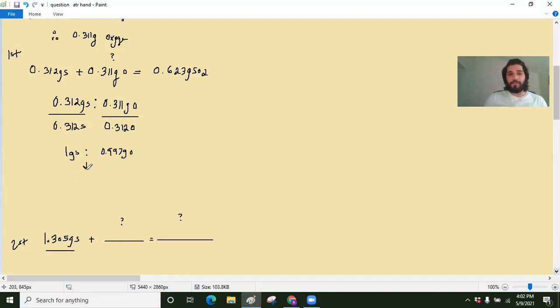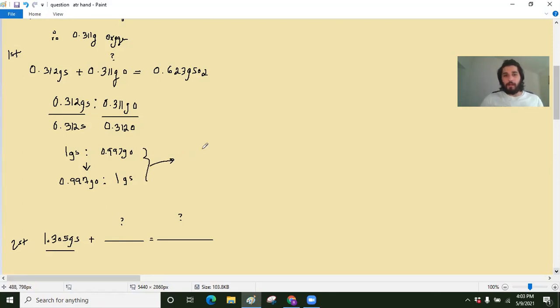You could have said, well, for every 0.997 grams of oxygen, I need 1 gram of sulfur. This works as well. And so this is how you build it up. And you can use this as a conversion factor. And so now I can change the amount of sulfur and I can get the amount of oxygen. And I'll do that on the side here.